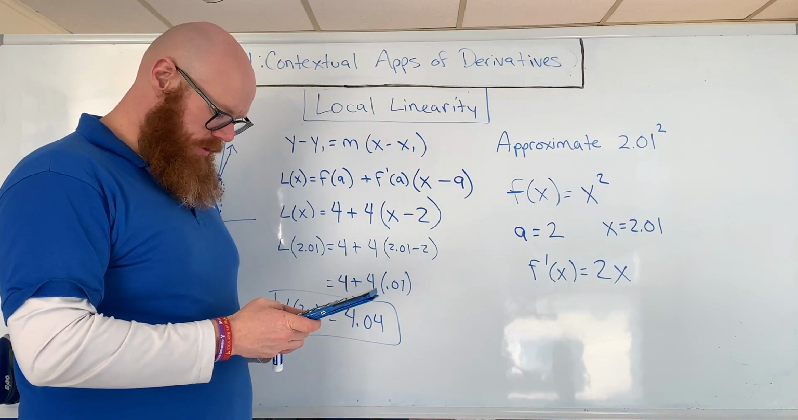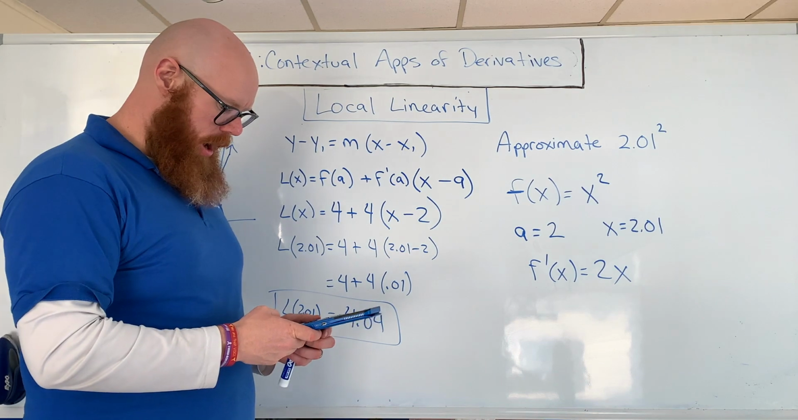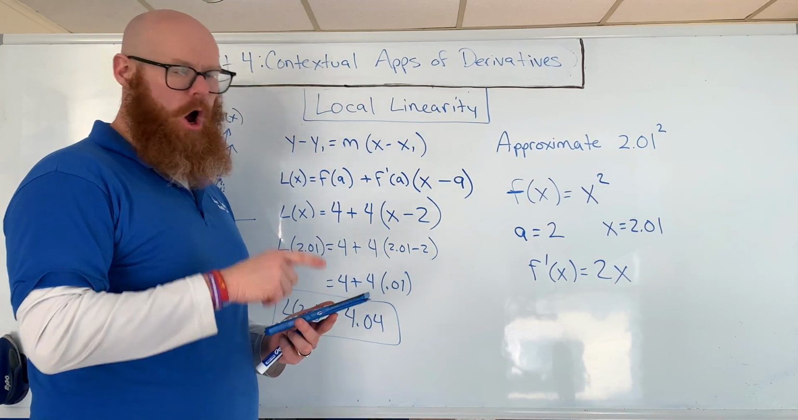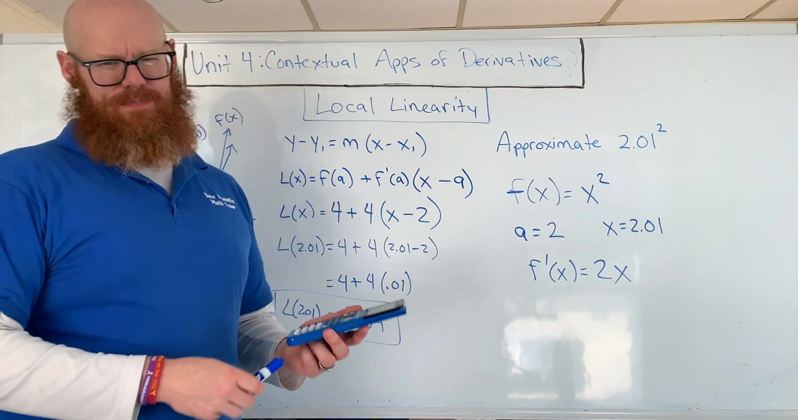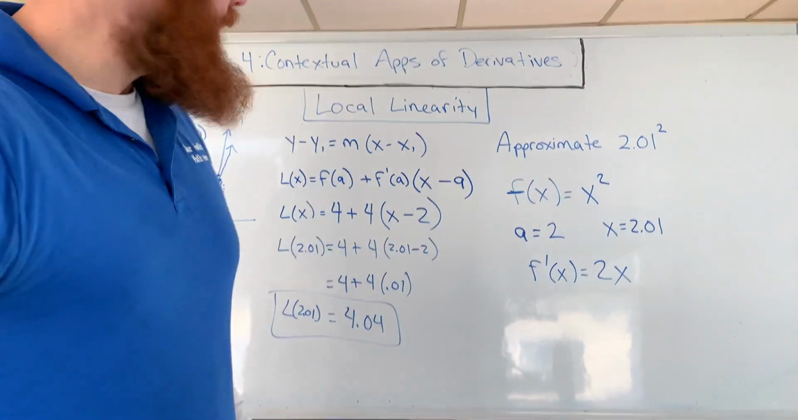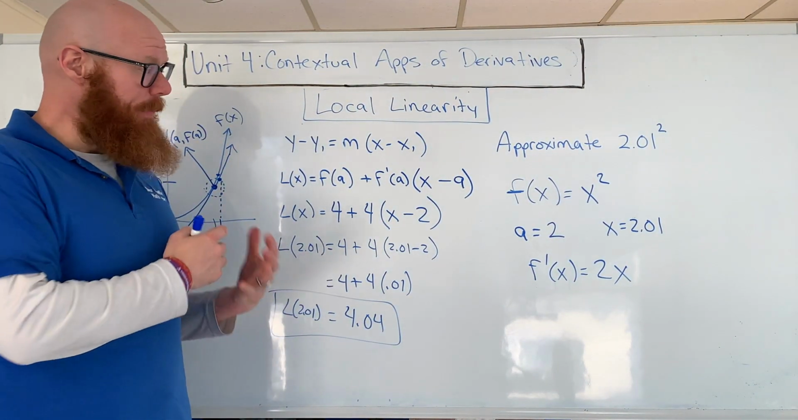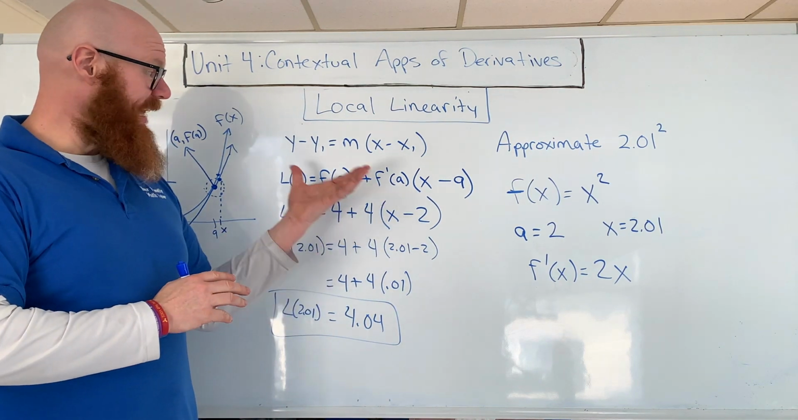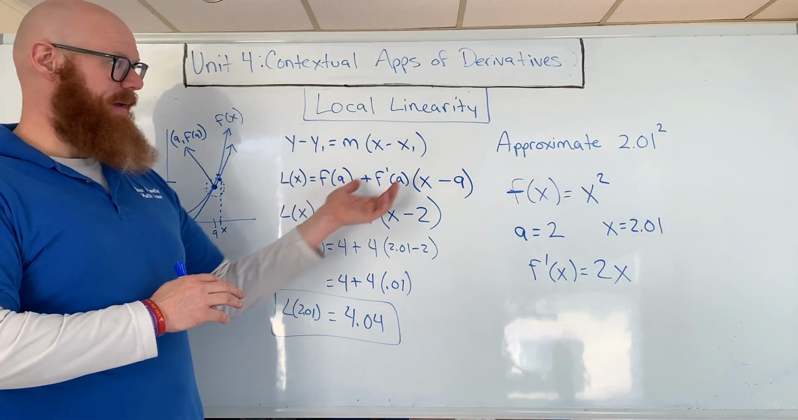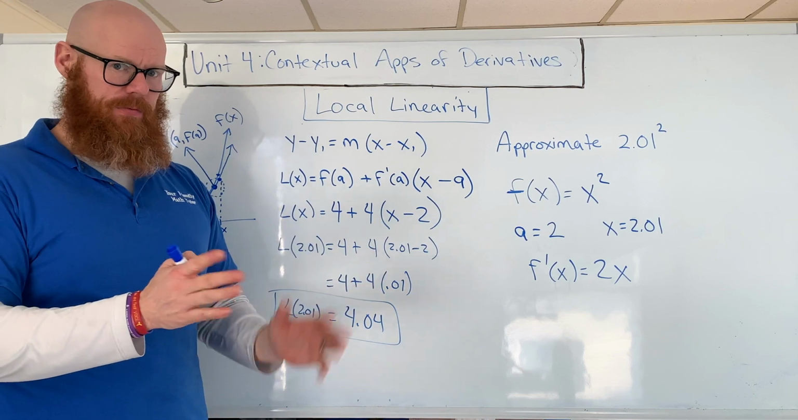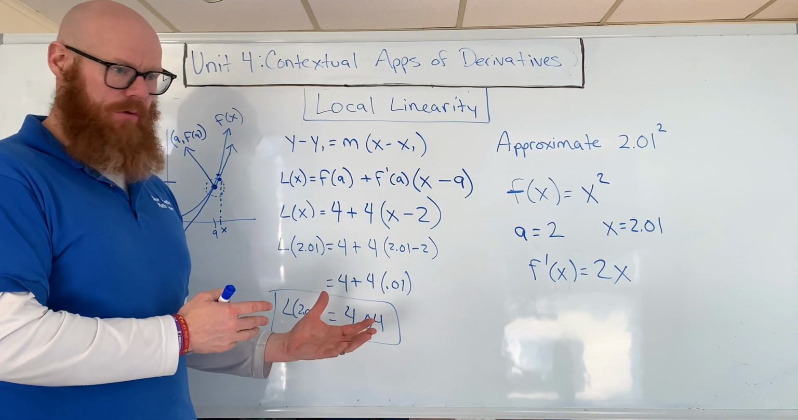And if I actually do that in the calculator, it's 4.0401. So it's like 1/10,000th off, which is pretty close, right? So to think about the power of that, we're using a line to just approximate a curve, a completely different function, and it gets us that close.